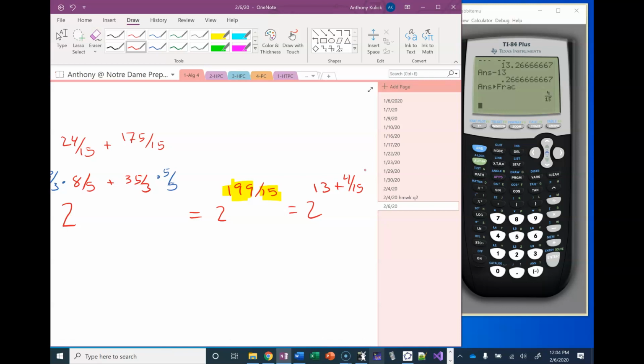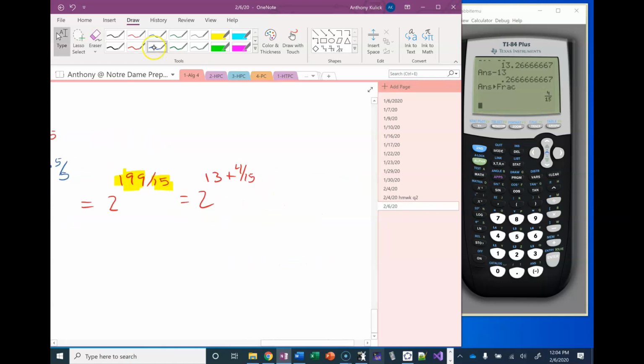Is everybody okay there? On how I went from 199 over 15 to 13 and 4/15. Okay. So now I'm going to use this property, but I'm going to use it going that direction. So right now, what I have is my a to the n plus m. Everybody agree with that? Looks just like it. You agree?